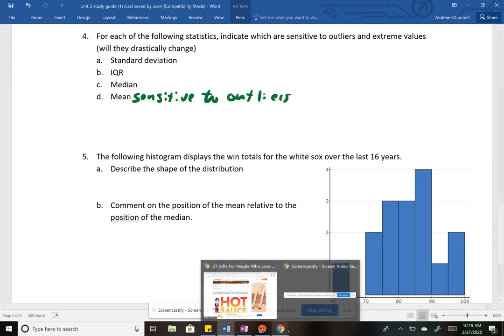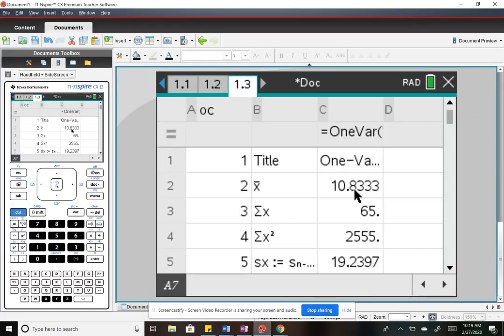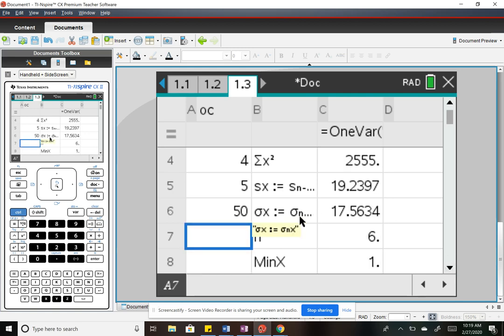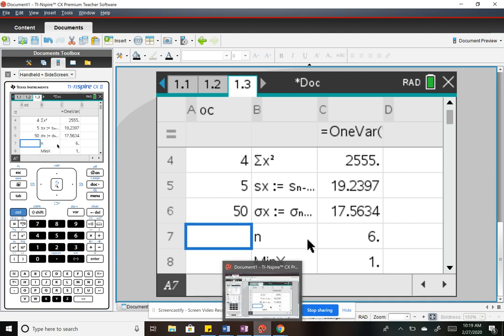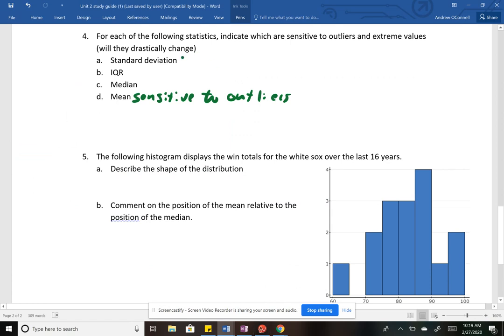All right. So mean was sensitive to outliers. Look down here. Our old standard deviation was like 1.4. Now it jacked up to 17.5, almost 18. You'll definitely say standard deviation is also sensitive to outliers.